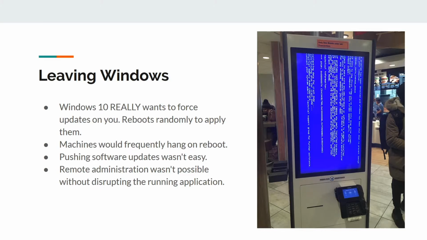Also, pushing out updates to my client was not the easiest thing to do. I had a couple of choices. I could either run it around on a USB drive, which is what I did most of the time, or I could remote desktop and hope that nobody needed to clock in or out while I was doing that. Which brings me to my last point, which is that remote administration really isn't possible on a Windows machine without disrupting the running application. And that's just not ideal for an appliance type system where you expect 100% availability.